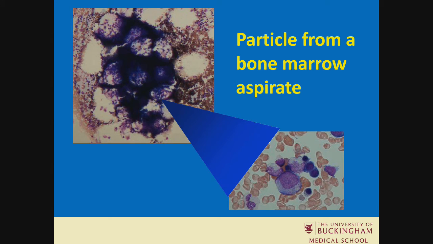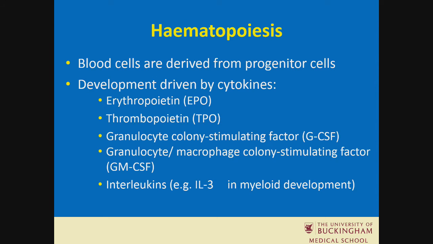This is an aspirate. Again, rather than a trephine, we take a core, you just draw off some bone marrow. See some red blood cells, some myelocytes, which are immature granulocytes, and some immature lymphocytes there. But we'll talk about this in a little bit more detail as I go on.